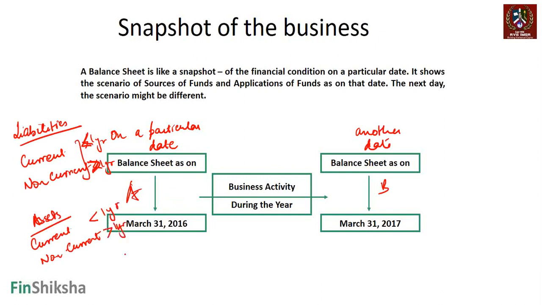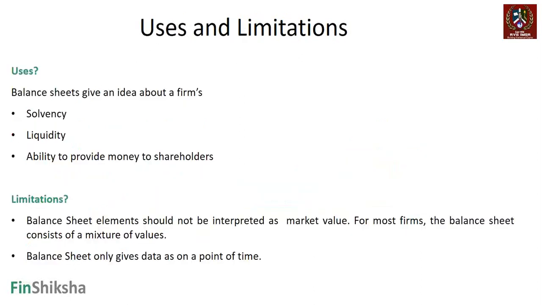Non-current is greater than 1 year. That's the broad classification. Now, what are these current assets? What are these current liabilities? We will understand them in a bit, right? Let's first understand what the uses of a balance sheet are. How can I use the balance sheet?